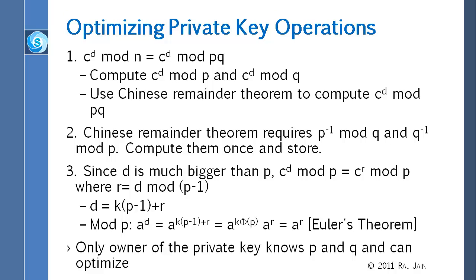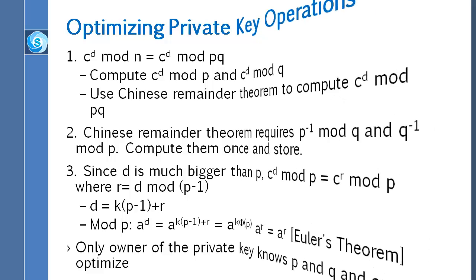And so if you get D, which is K times P minus 1 plus R, while D is large, you don't really use it, you just use R. And that is Euler's theorem. Only the private key holder can use this, because the public key people don't know P and Q. They know E and N, but they don't know P and Q. So you cannot use this optimization for encryption, but you can use it for decryption.